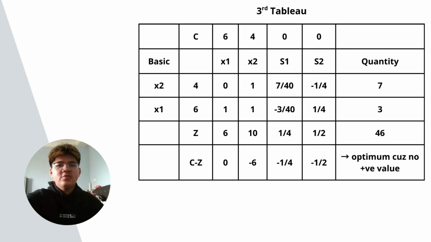In the third tableau for exercise 4, we calculate our new values. Looking at the bottom C minus Z row, our values are 0, negative 6, negative 1 over 4, and negative 1 over 2. Because there are no more positive values in this row, we can conclude that this is our optimal solution. Our final maximum value for Z is 46, with x2 equal to 7 and x1 equal to 3.